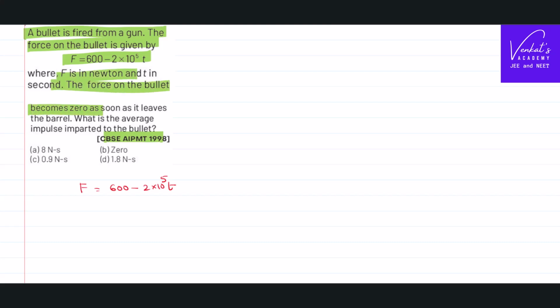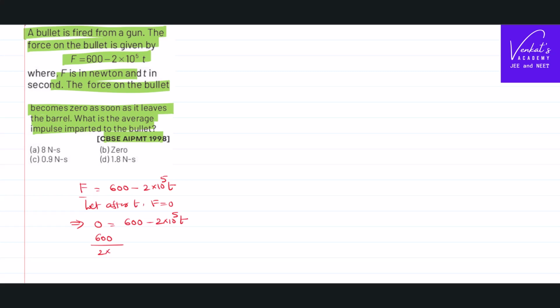The force on the bullet becomes zero as soon as it leaves the barrel, right? What's the average impulse? So first I need to calculate when the force becomes zero, after how much of the time. Let after time t force becomes zero. That implies equate this force to zero: 600 minus 2 into 10 power 5 times of t.